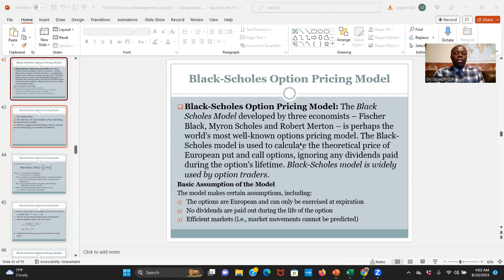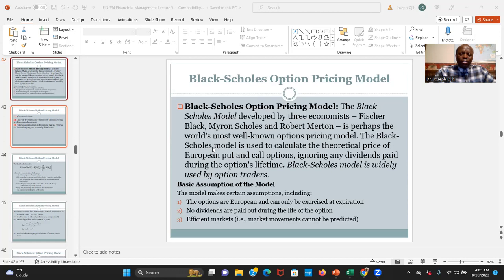Now remember, they say European option, European call option or European put option. When they say European, it doesn't mean that it is only for Europeans. It's just a way of describing the kind of transaction that is done. For a European option, you have to wait. You don't exercise the option until the expiry date. But for an American option, you can exercise it anytime.